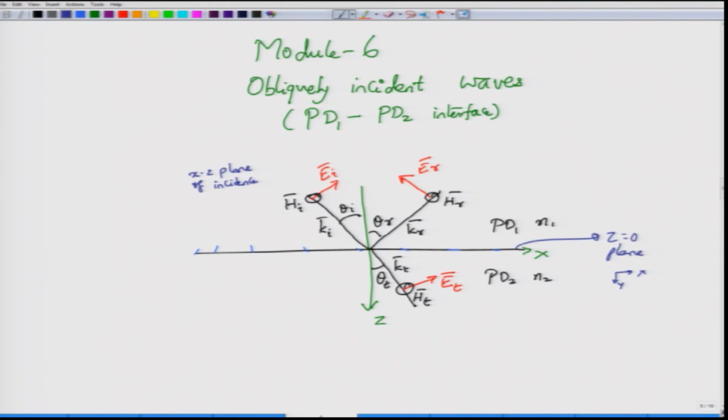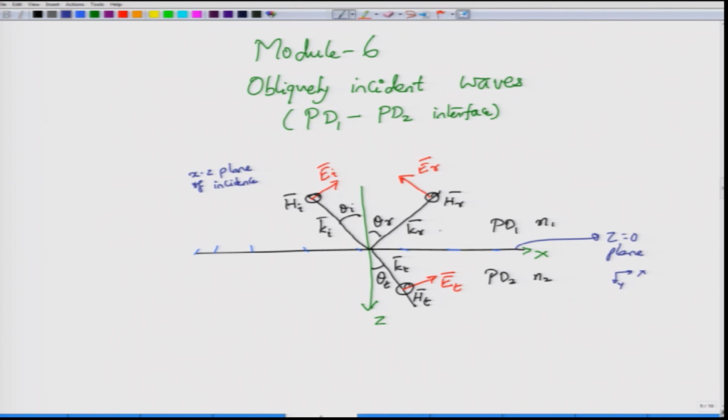So, I have lined up this problem in such a way that the interface is at the z equal to 0 plane, and any point on that plane can be described by the x and y axis. The plane of incidence, in which the k vectors lie, is the x and z plane. The incident, reflected and transmitted k vectors all lie in this same plane of incidence.